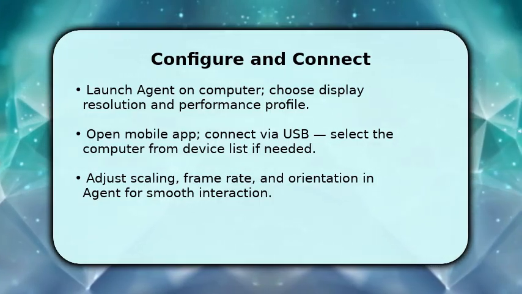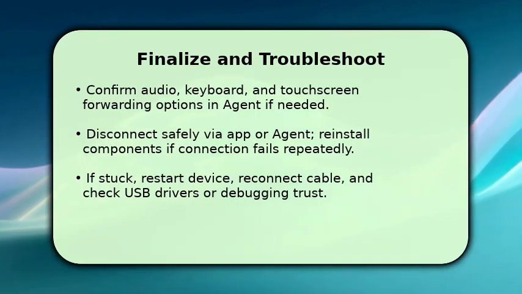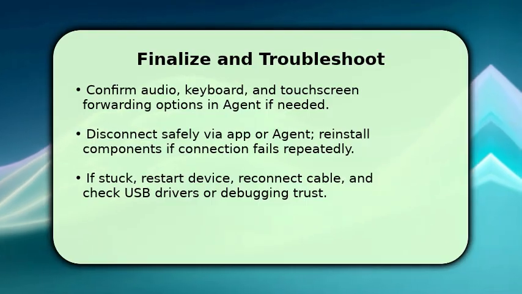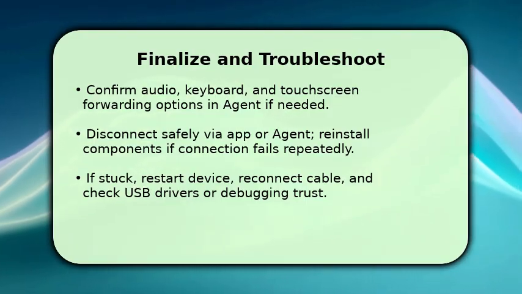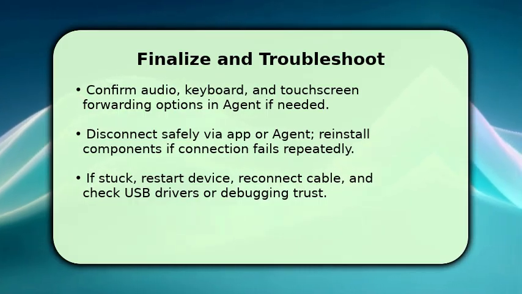Finish by verifying peripheral forwarding. Enable audio, keyboard, or touch forwarding in the agent if you need them. Test interactions and make small adjustments to resolution or performance for consistency. When you're done, disconnect from the app or quit the agent to avoid lingering processes.